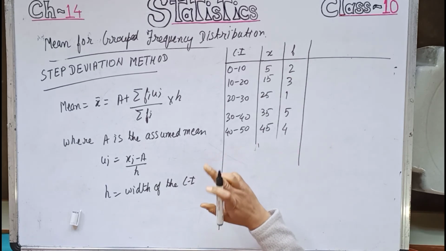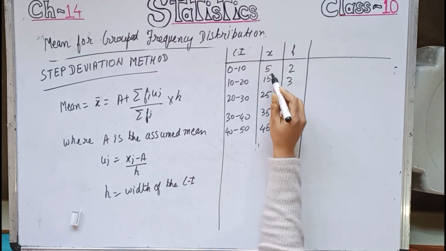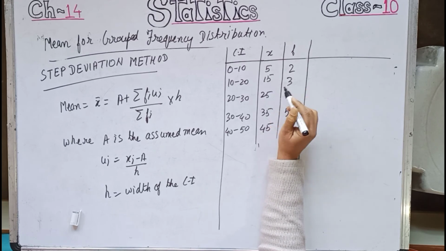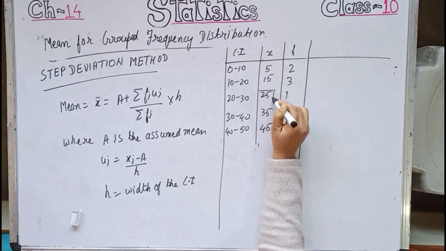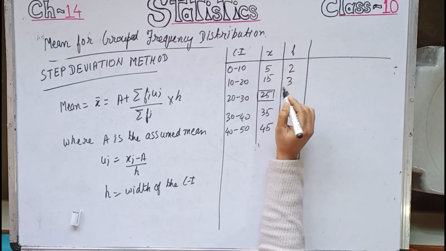Now first of all we have to find the assumed mean. So assumed mean, 1, 2, 3, 4, 5, 5 observations are there and the middlemost is 25. So this I am taking as the assumed mean.